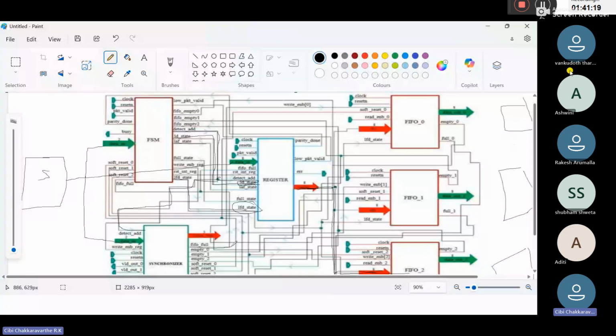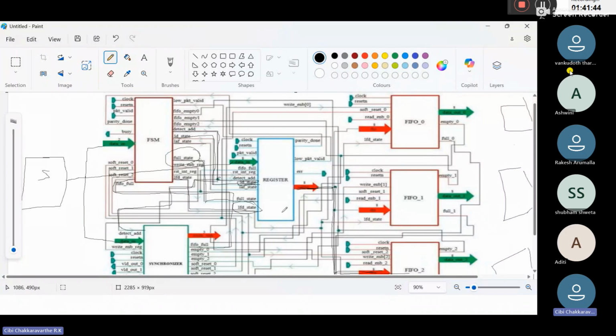It will be asserted and it will be moved to this FSM. Okay, so now what happens? The full state in this FIFO, see here, the full state in this FIFO will be asserted and it will be moved to this register. Okay, now our register comes to know our FIFO is full.